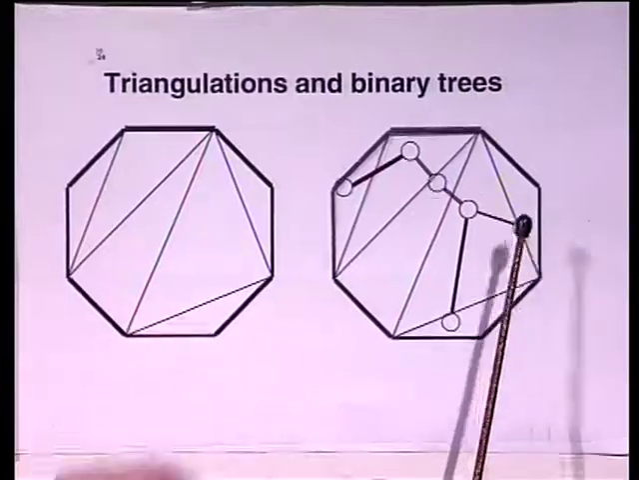So in this sort of way, from every triangulation one can produce a binary tree, and from a binary tree one can retrieve the original triangulation. So it's no surprise then that the number of triangulations into n triangles is the same as the number of binary trees with n nodes.